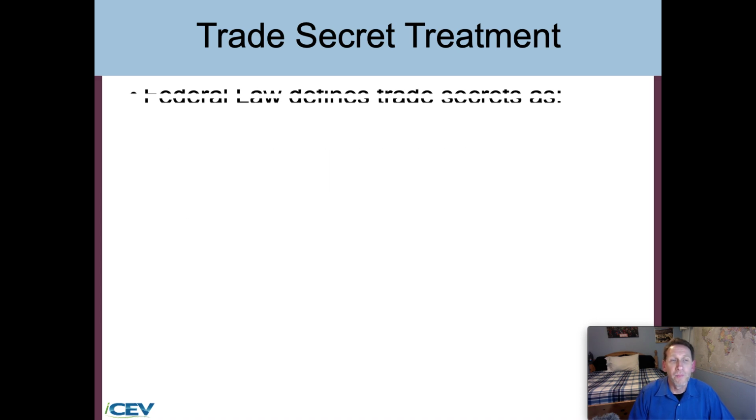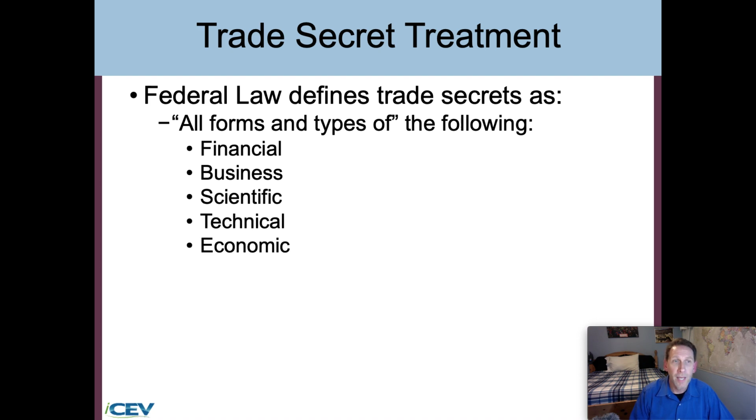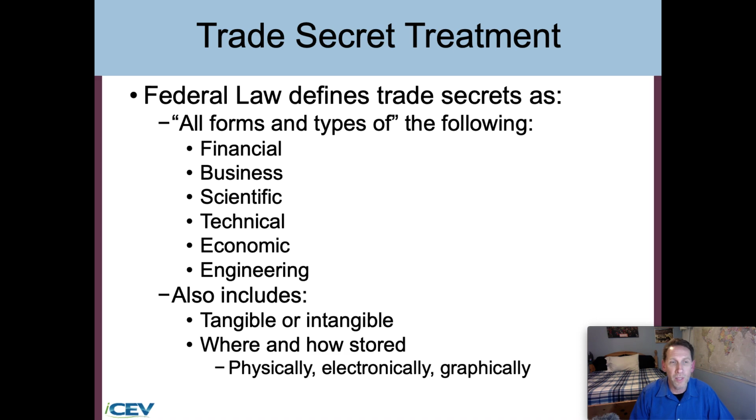Now, federal law defines trade secrets as all forms and types of the following: financial, business, scientific, technical, economic, engineering, and it also includes whether the trade secret is tangible or intangible, and where and how the trade secret is stored, whether it be physically, electronically, or graphically. So that concludes this first part lesson on intellectual property. And in the next lesson, we are going to continue to describe the legal concepts related to intellectual property.